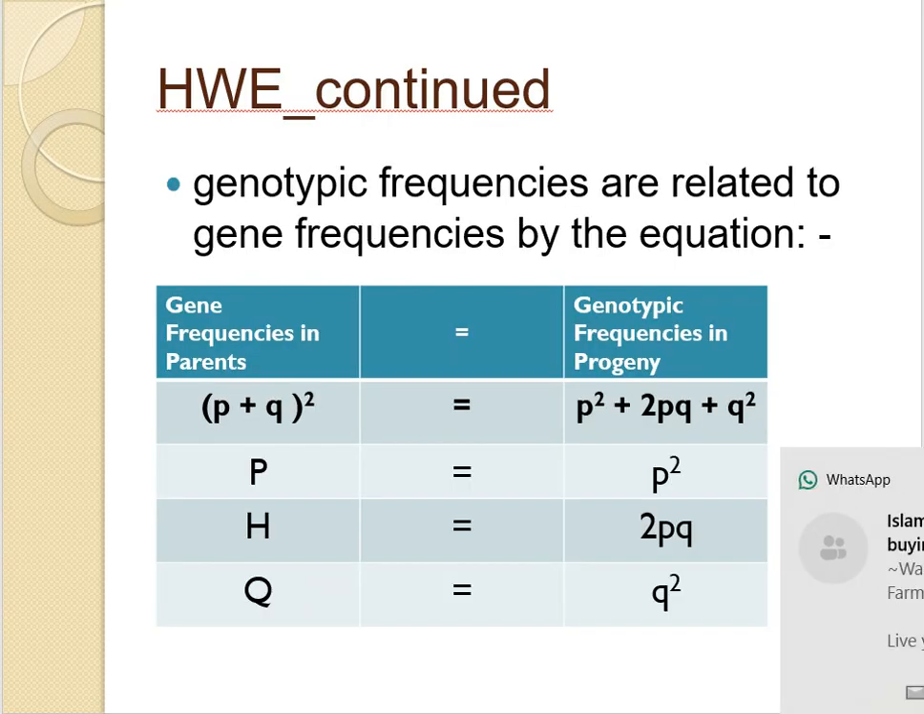It also says that genotypic frequencies are related to gene frequencies. For example, if gene frequencies in parents are p plus q, then genotypic frequencies in progeny will be equal to p squared plus 2pq plus q squared. In the same way, capital P, the genotypic frequency of the homozygous dominant genotype, is equal to small p squared. The frequency of heterozygotes, H, is equal to 2pq, and the frequency of the homozygous recessive genotype, capital Q, is equal to small q squared.